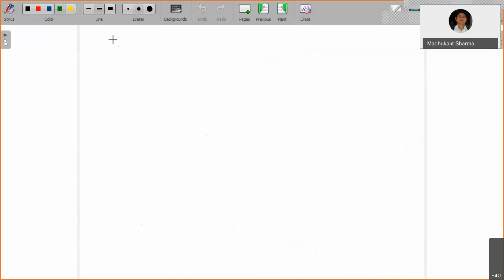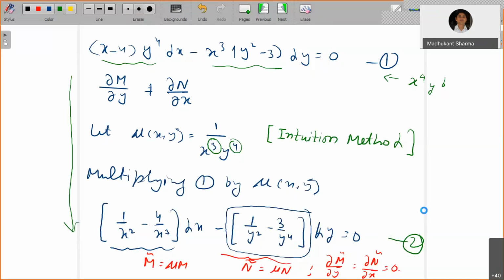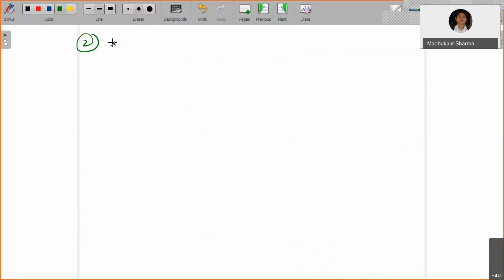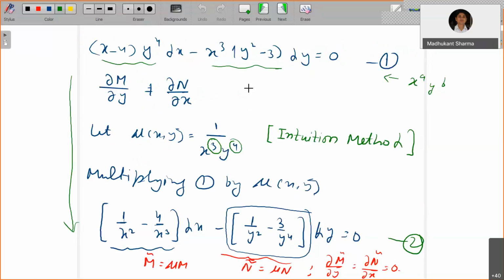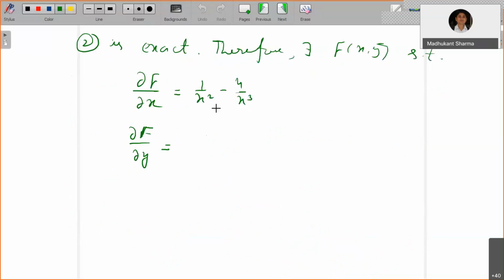Now this equation 2 is exact. Therefore there exists f of x comma y such that ∂f/∂x is equal to, and ∂f/∂y is equal to, I'm just going to fill it up, it's going to be 1/x² − 4/x³. And ∂f/∂y is, I will take it inside, 3/y⁴ − 1/y².